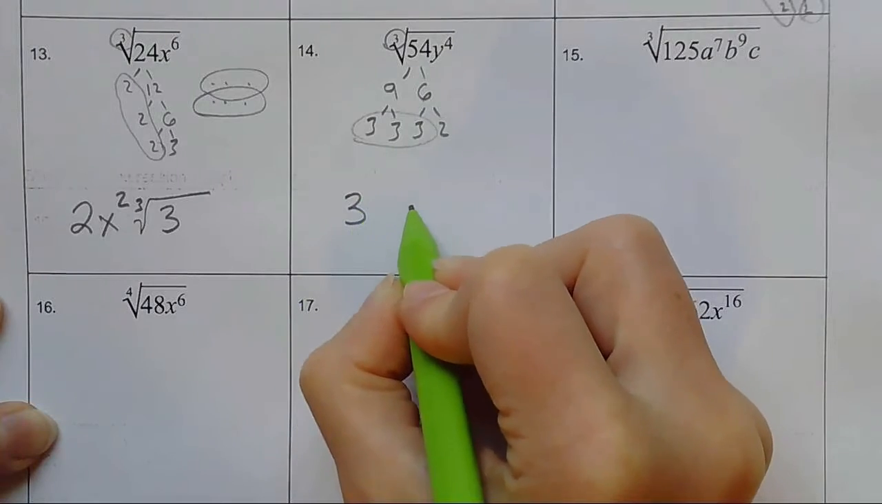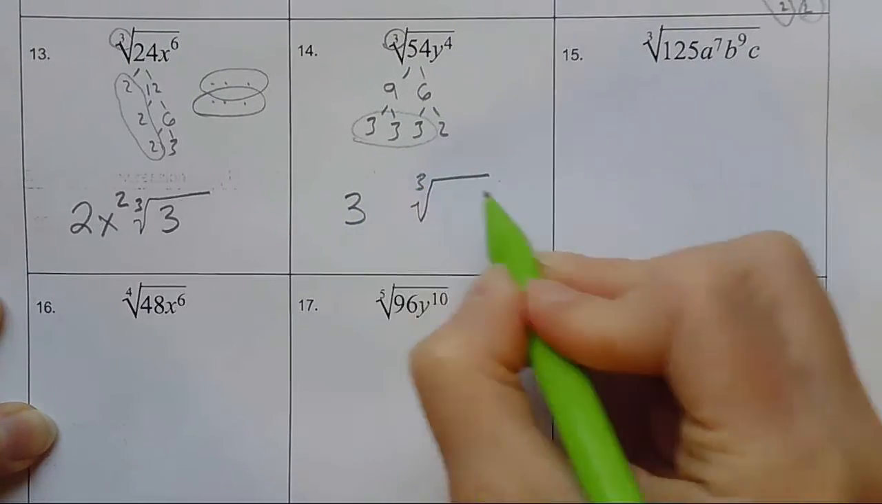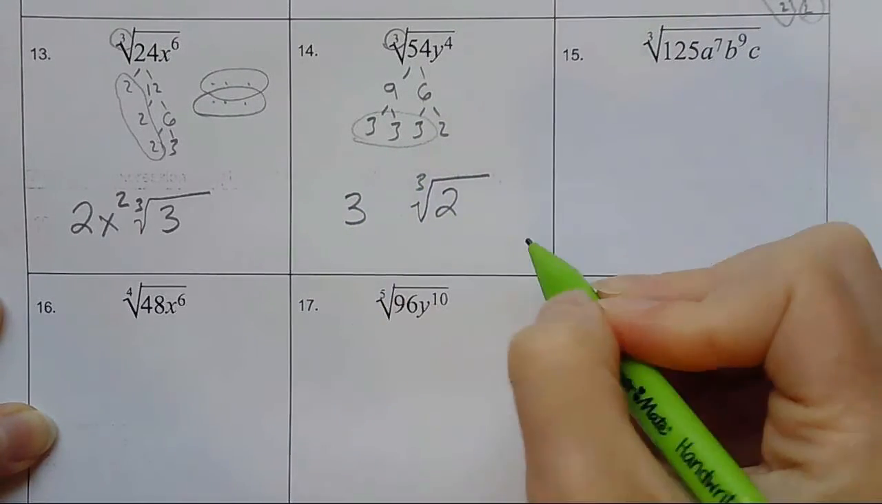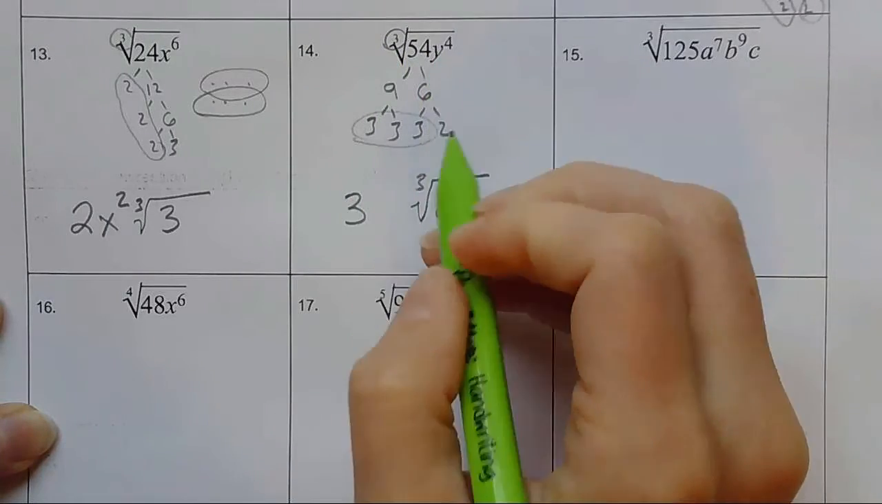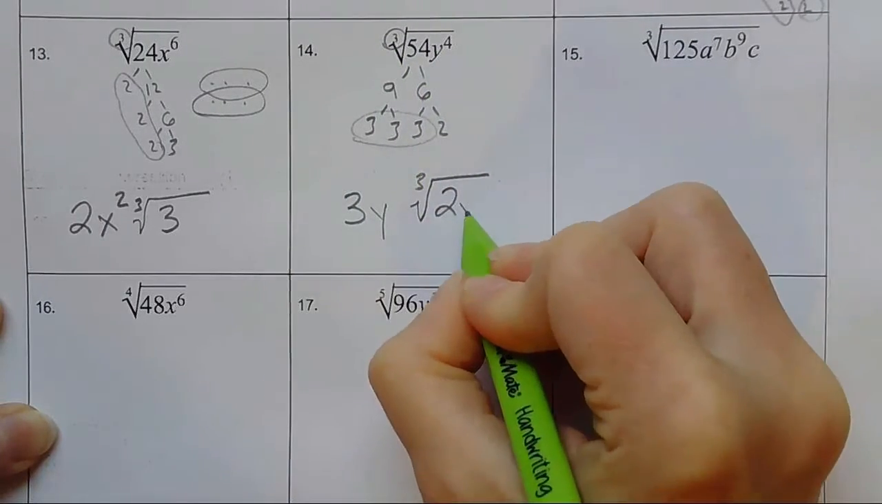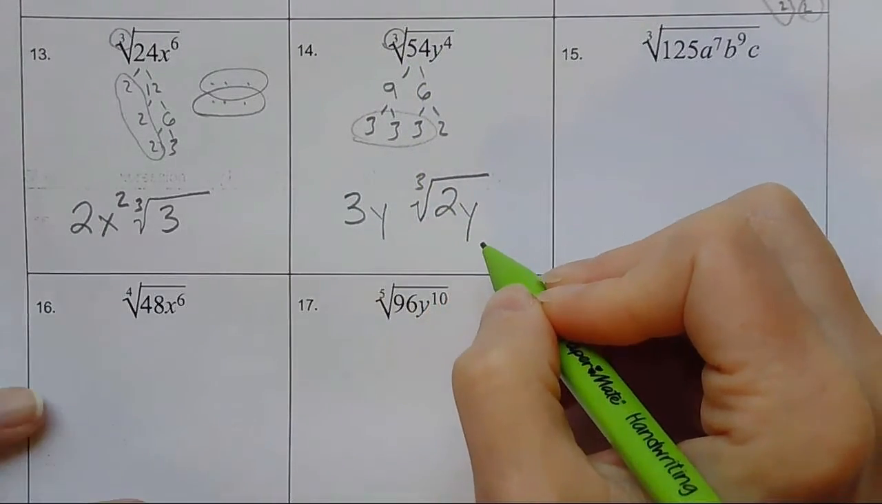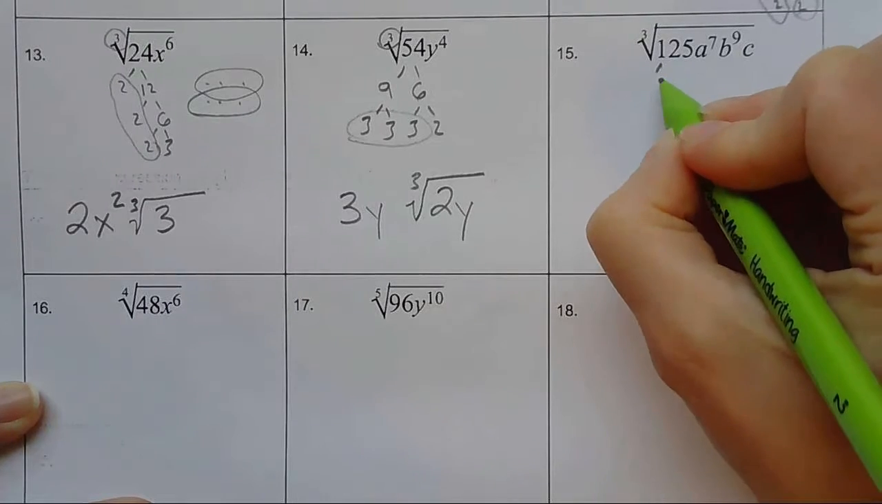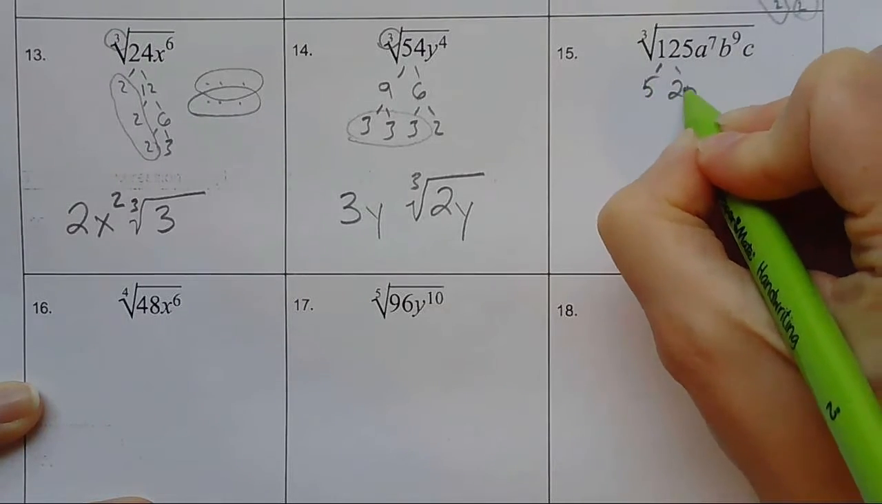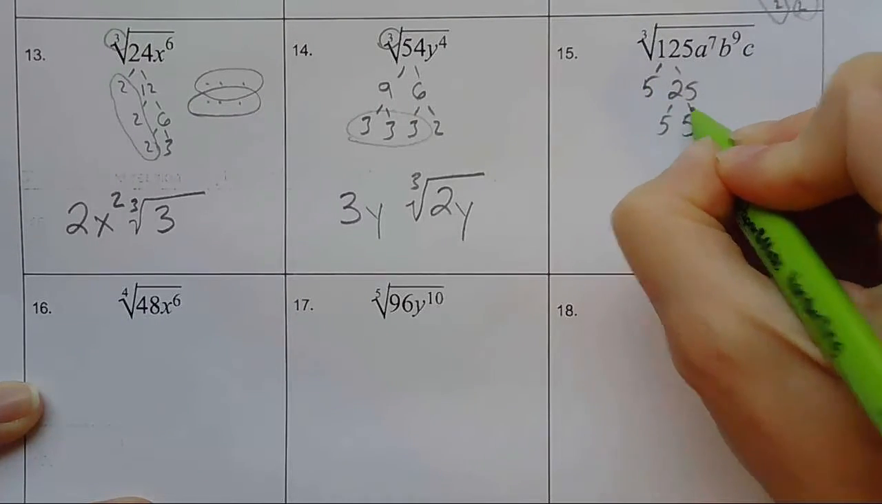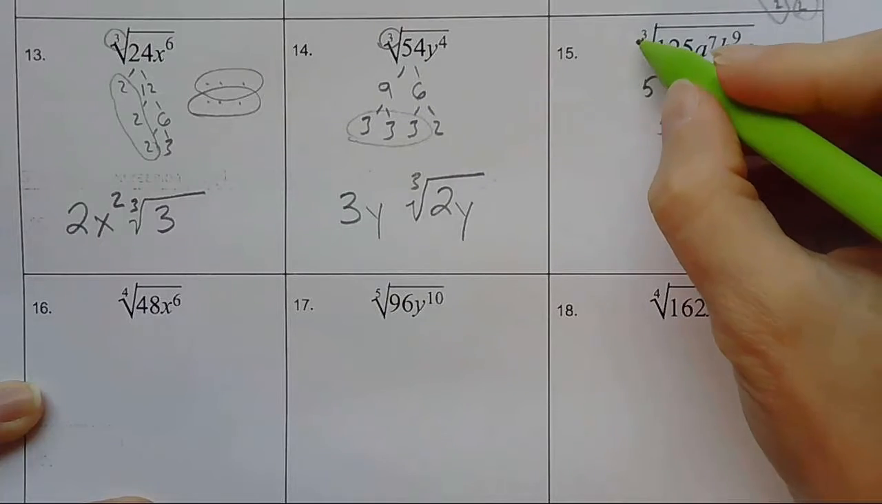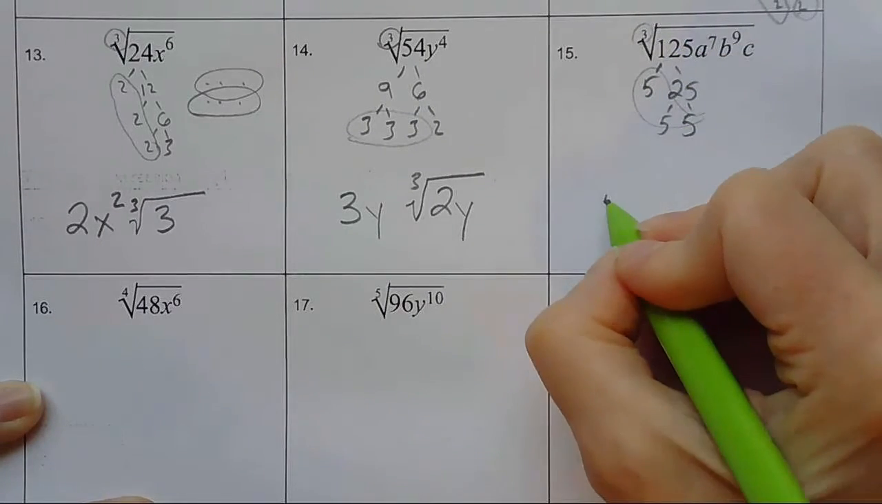Skipping space for my y, going straight to my index, putting a 3 there, and then putting that 2 on the inside. And 3 goes into 4 how many times? 1 whole time with 1 remainder. All right, 125, that's 5 times 25. 25 is 5 times 5. So my number is done. Groups of size 3, that's everybody.